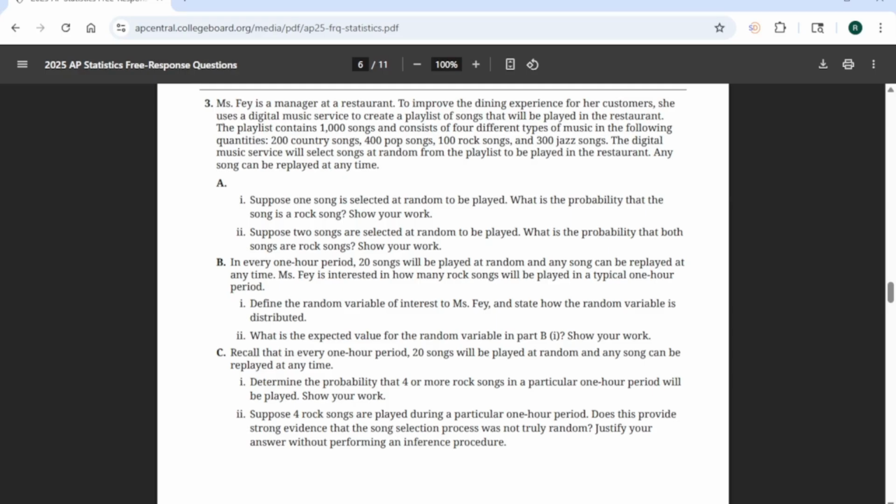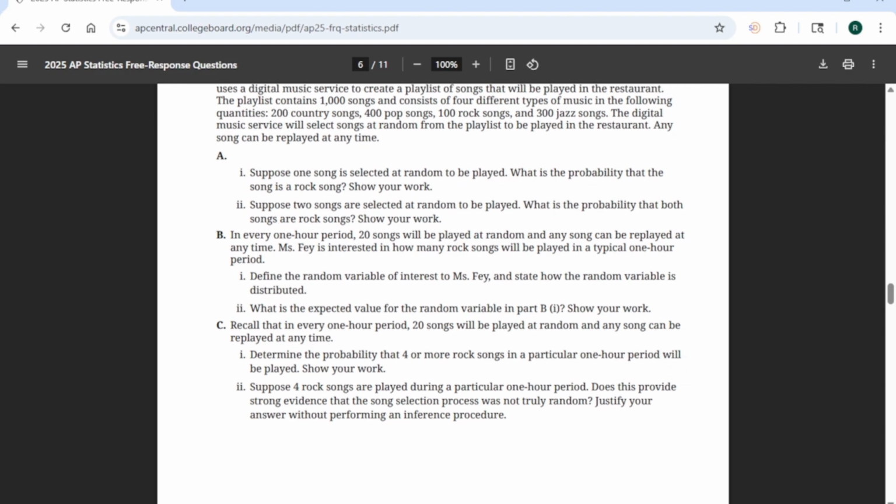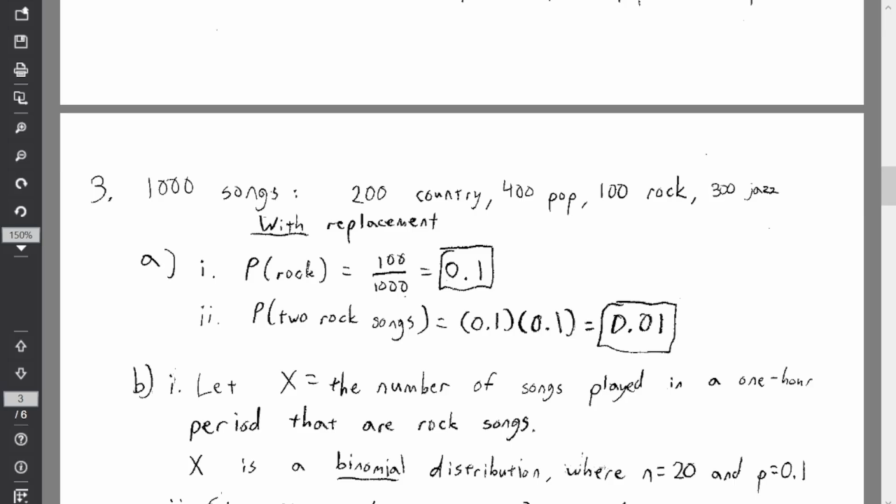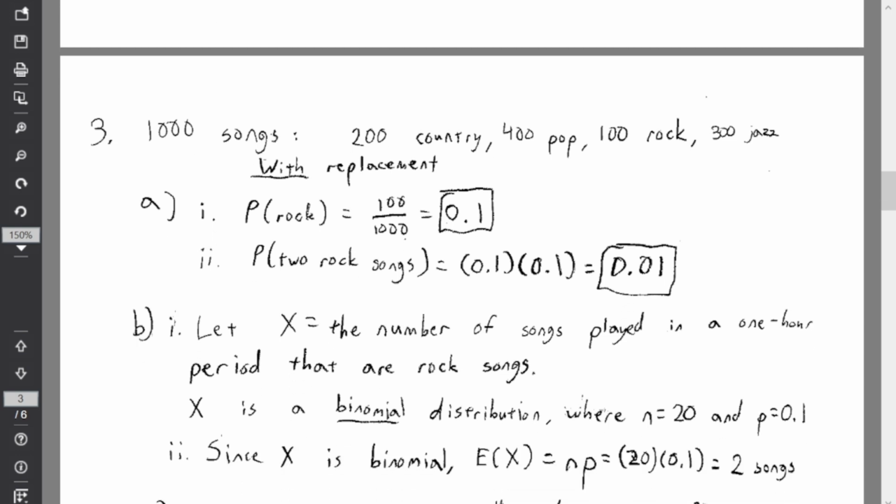Then it asks, what is the expected value? Well, since it's a binomial distribution, the expected value, the mean, is n times p. So 1/10 of those 20 songs, which is 2, is how many we would expect on average to be rock songs over the course of many of these 20 song cycles.